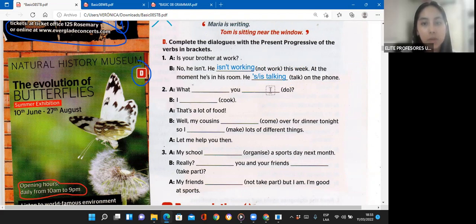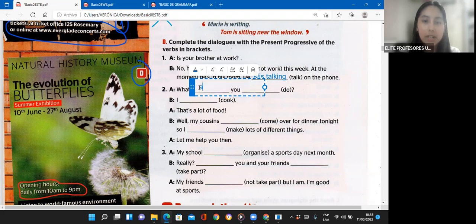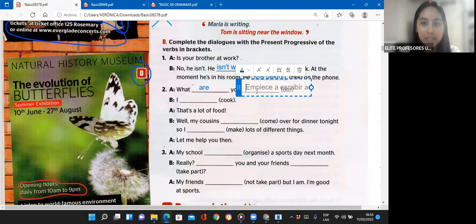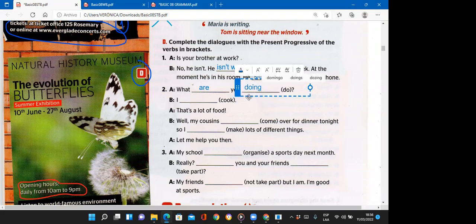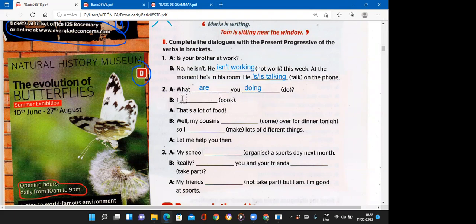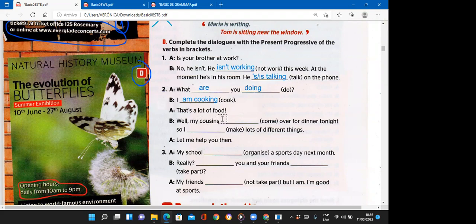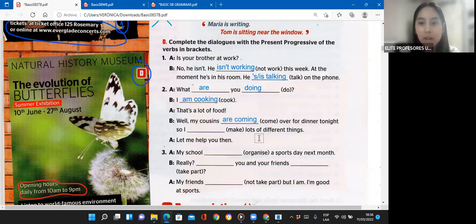What are you cooking? What are? That's right. That's good. What are you doing? Doing. That's right. The verb is cook. How would you put that in present progressive? I'm cooking. I am cooking, that's right. That's a lot of food. Well, my cousins are coming over for dinner tonight.